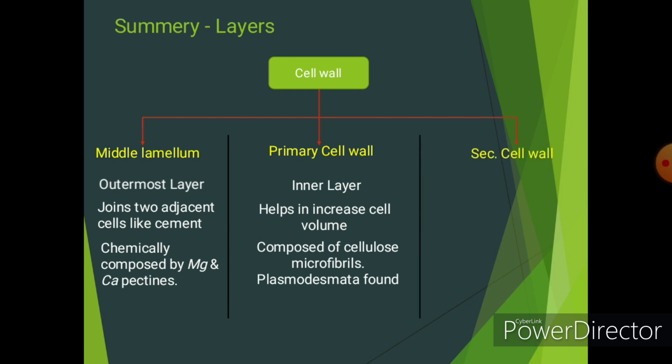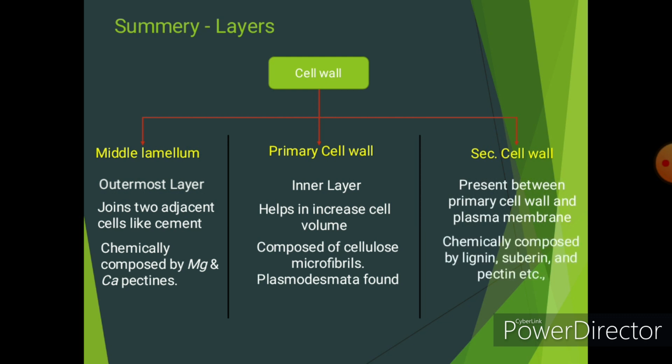Next come to the secondary cell wall. It is present between the primary cell wall and plasma membrane. Chemically composed of lignin, suberin and pectin. Helps in water conduction also. And simple and bordered pits are found in this layer.